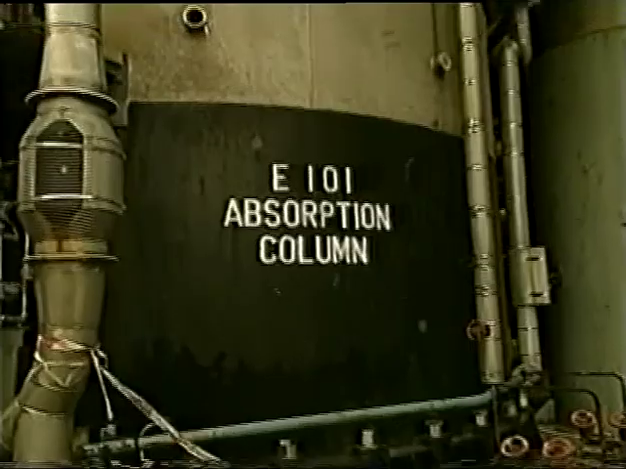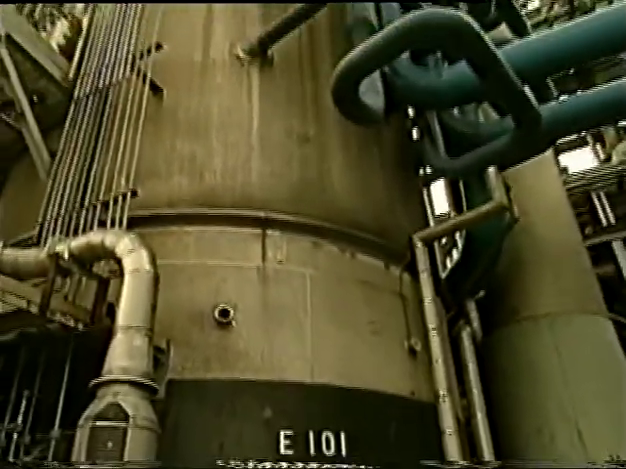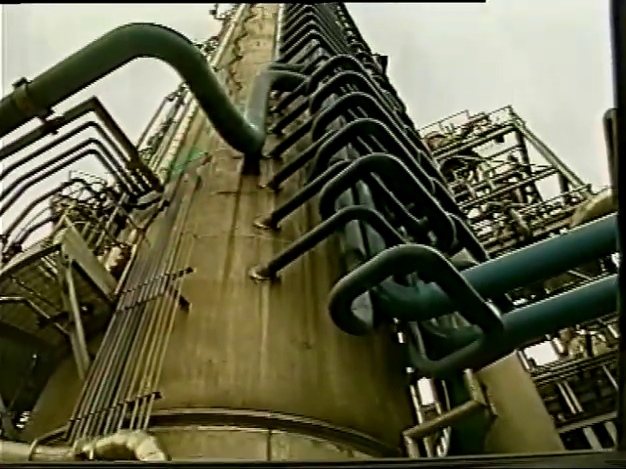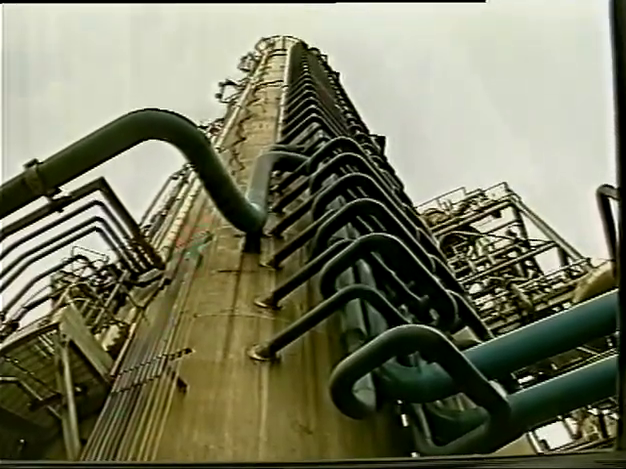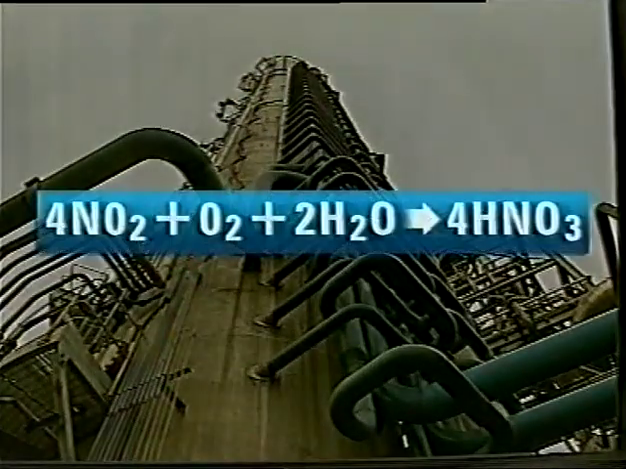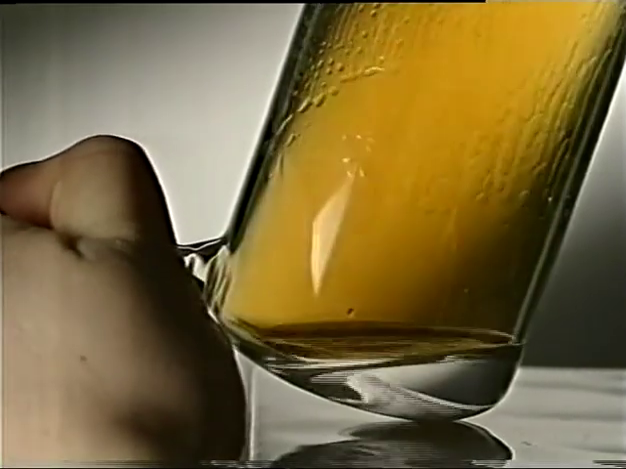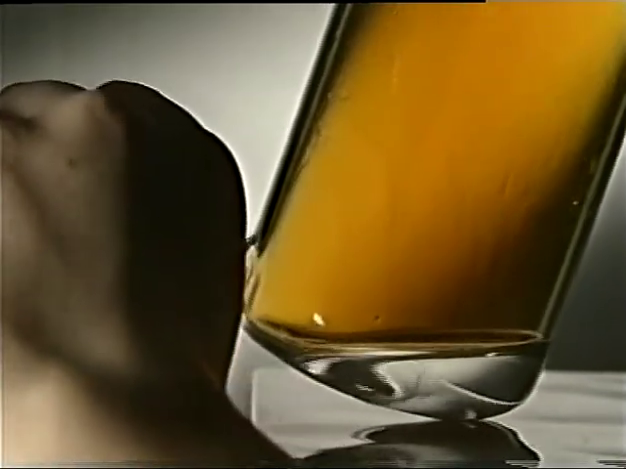To produce nitric acid, the final step involves reacting nitrogen dioxide with water. This is the equation for the reaction. So, when the flask contains nitrogen dioxide and water, the brown gas disappears. It dissolves to form a clear solution of nitric acid.